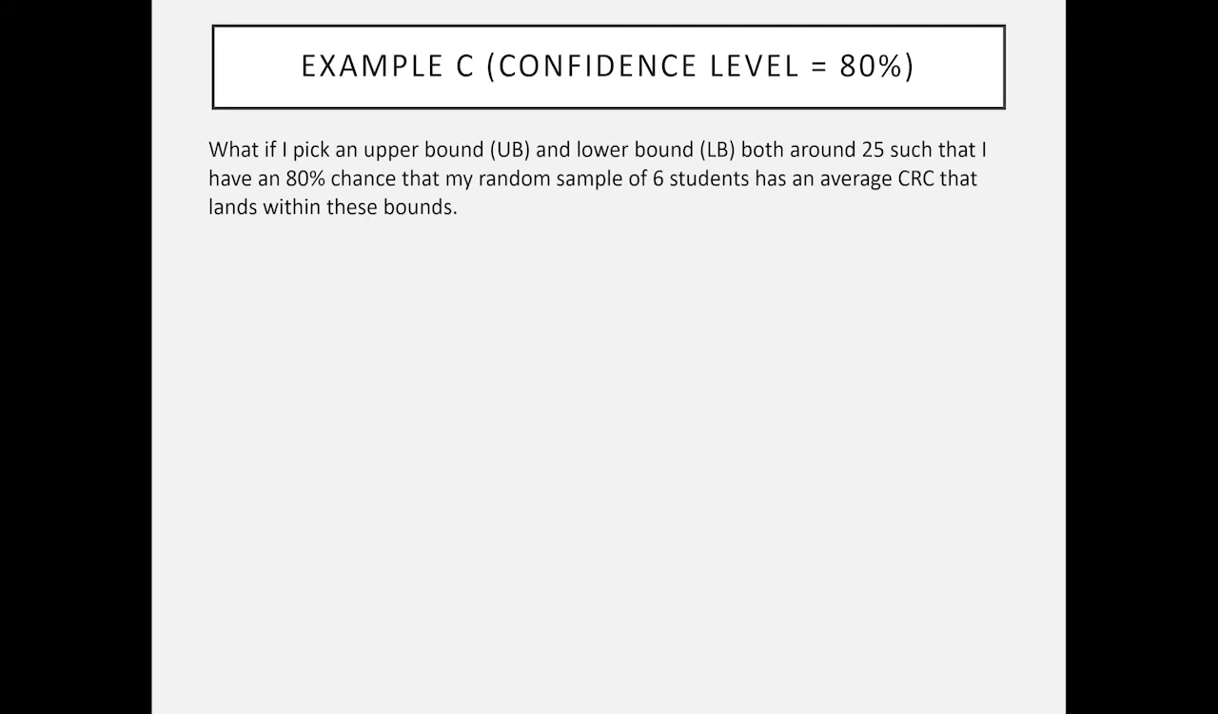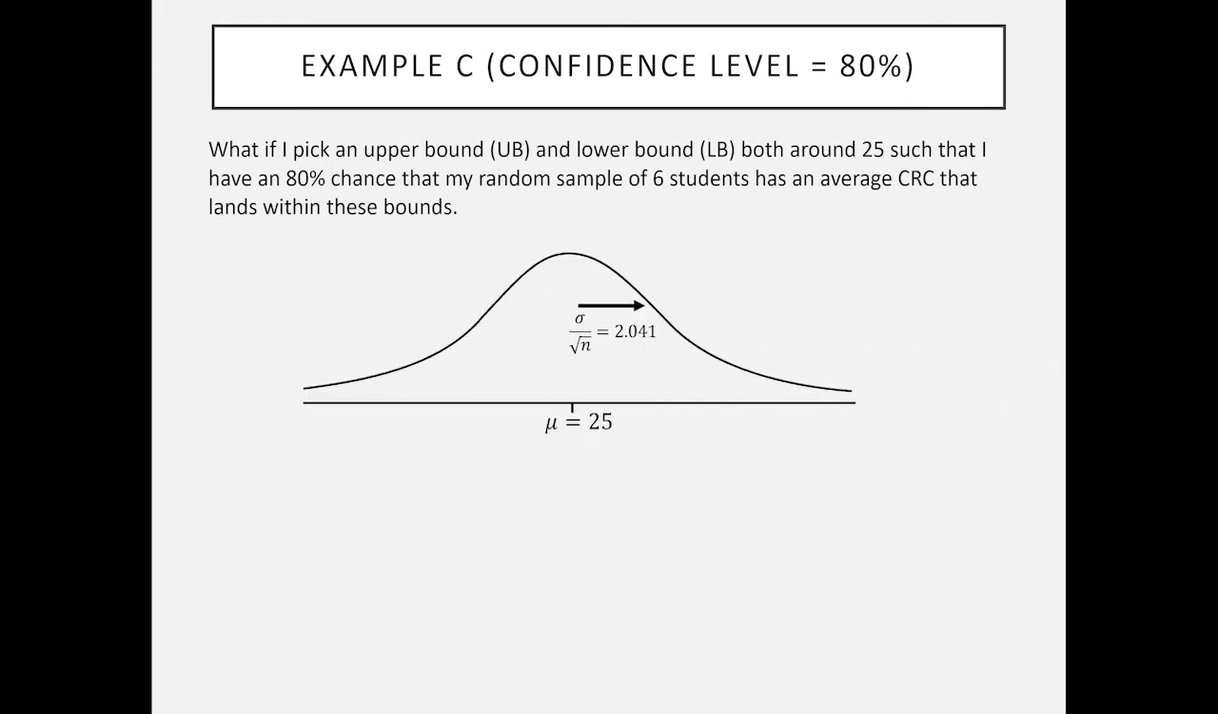Let's try a third example now. Example C. This time I'm going to set the confidence level equal to 80%. So now we have to figure out what is the upper bound and the lower bound. Let's take a look at this. Once again, we've got the same standard error. Keep in mind n is equal to 6 in all these cases.